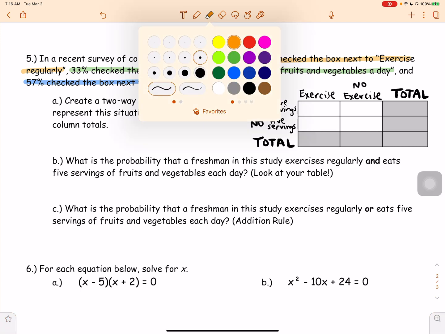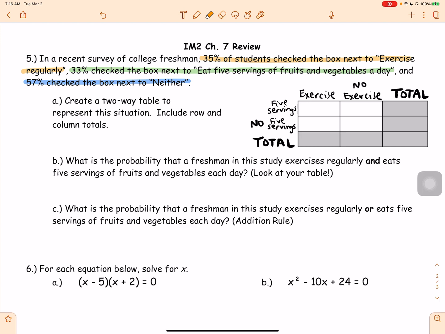It says here that 35% of students check the box next to exercise regularly. So the total kids who exercise regularly is 35%. And then we have 33% who check the box next to eat 5 servings of fruits and vegetables a day. So here, who do eat the 5 servings is going to go in that total. They eat the 5 servings of fruits and vegetables a day. That's a hard thing to do, but definitely try to do it. Give it a shot. So 33% of students eat their 5 servings of vegetables and fruits a day.